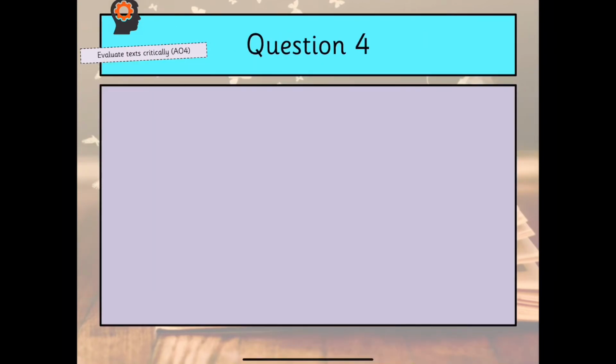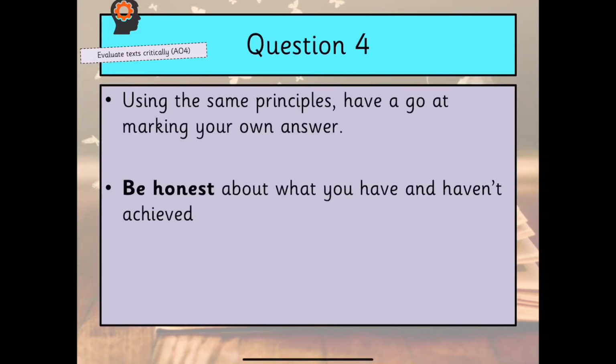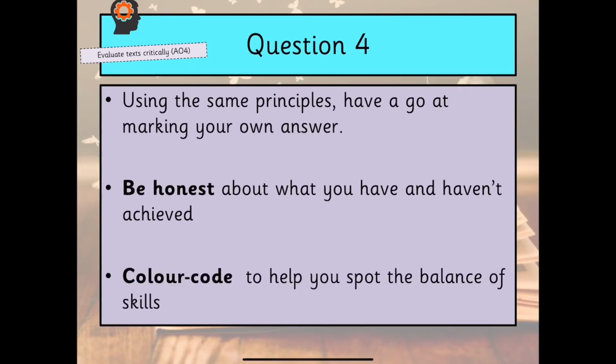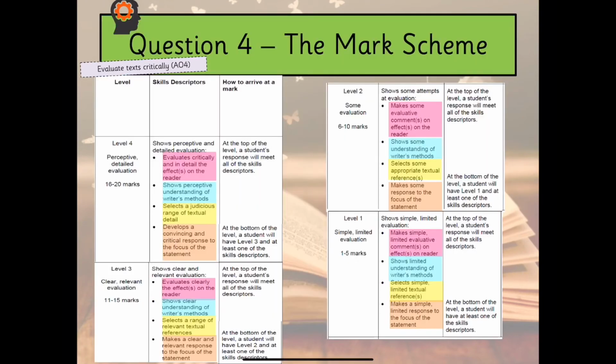So I think it'd be a good idea now for you to go through your own answer and use the same principles to mark your attempt at question 4. And I think for AO4 in particular, the colour coding system can be very, very useful, because in order to colour code your own answer, you need to have a really good grasp of what each individual strand of AO4 actually is. This was a really useful exercise for me as a teacher, colour coding students' work, because I had to think very carefully, particularly about the difference between the pink and the orange. What is the difference between a comment on effect and a response to the focus of the statement?